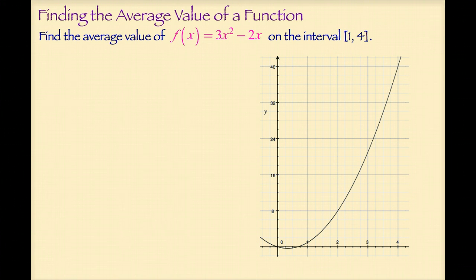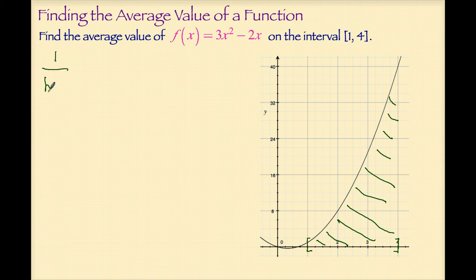In this last example, we're going to find the average value of a function. Find the average value of f of x equals 3x squared minus 2x on the interval 1, 4. So here's our interval from 1 to 4. The area under the curve would be this region. But of course, in this example, we're not just finding the area under the curve. We're looking for a function height somewhere between x equals 1 and x equals 4, which is the average value of the function.